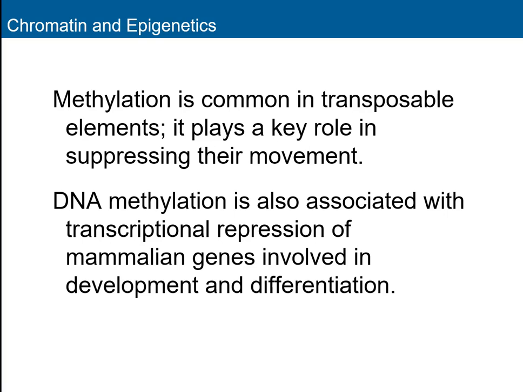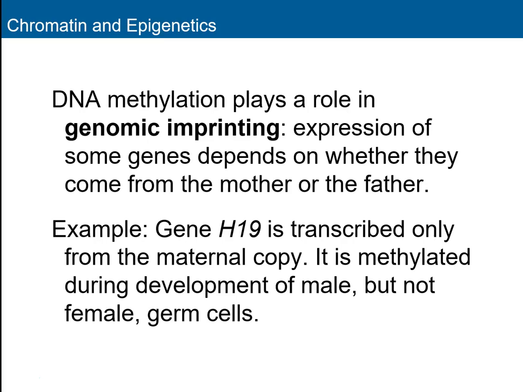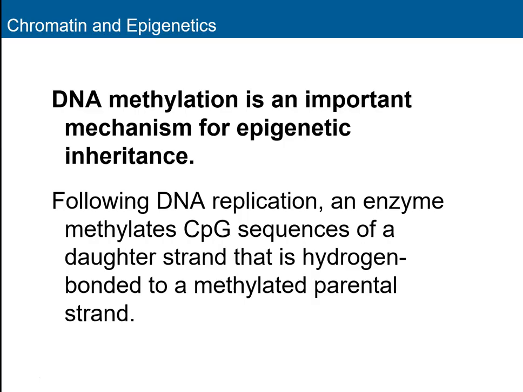It gives you an example, written on your review sheet, about genomic imprinting, and we'll talk a little bit about that in a second. Again, I think I already said this, but now it's in bold: DNA methylation is an important mechanism for epigenetic inheritance. So if I asked you to give me examples of things involved in epigenetic inheritance, we talked about histone modification, but DNA methylation is one as well.